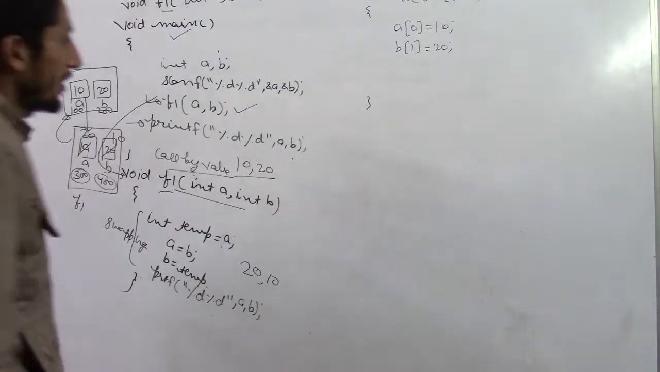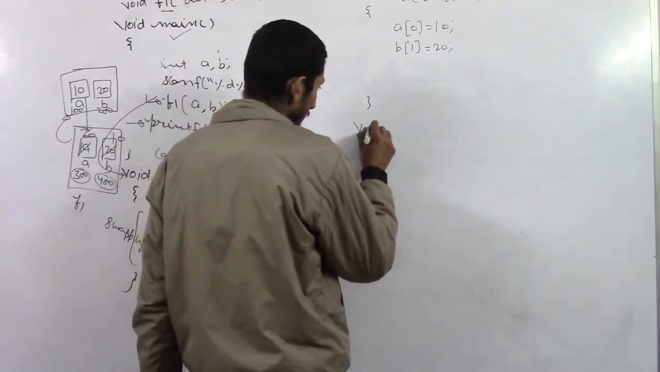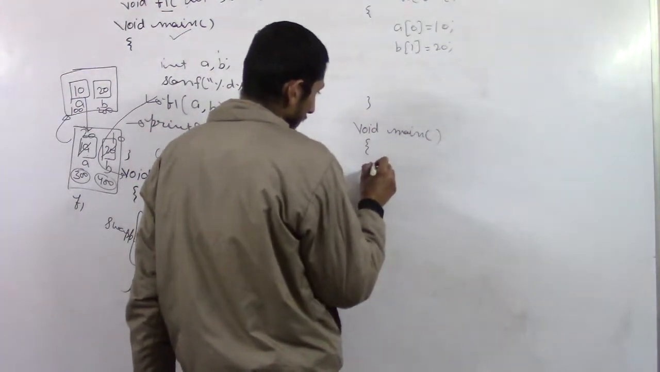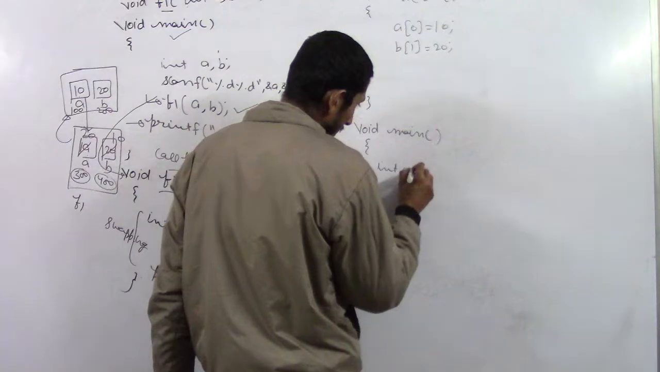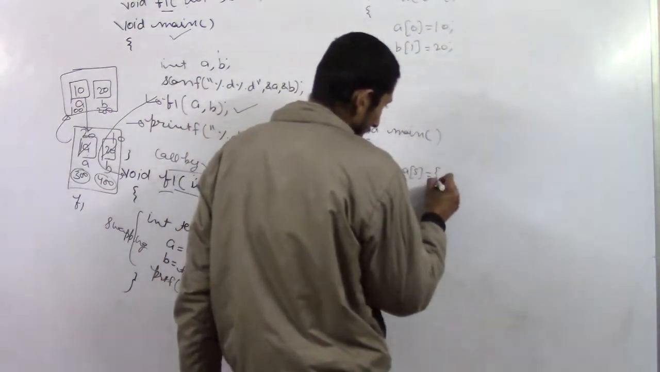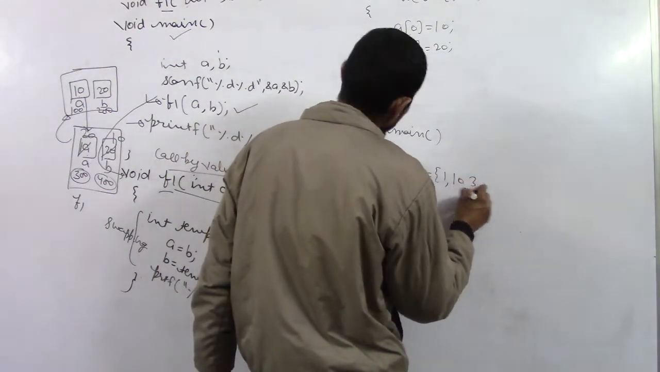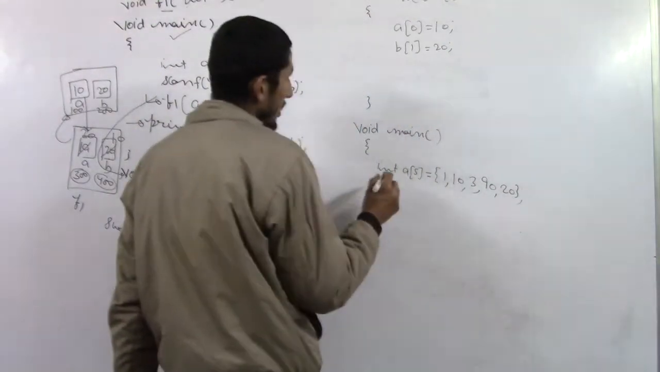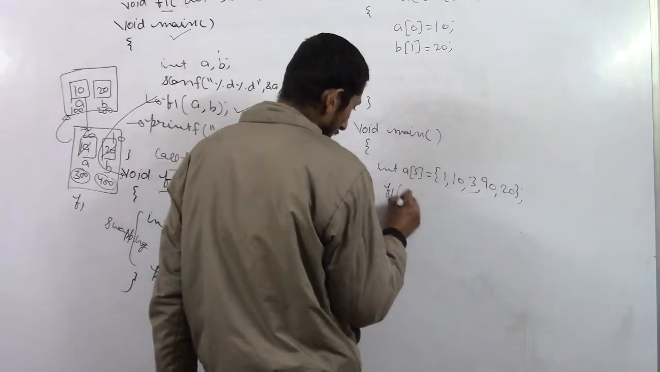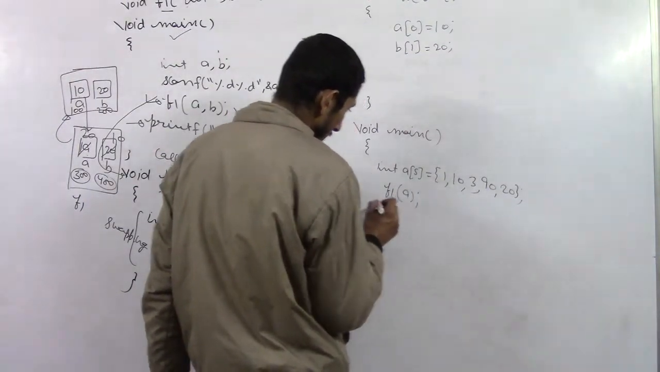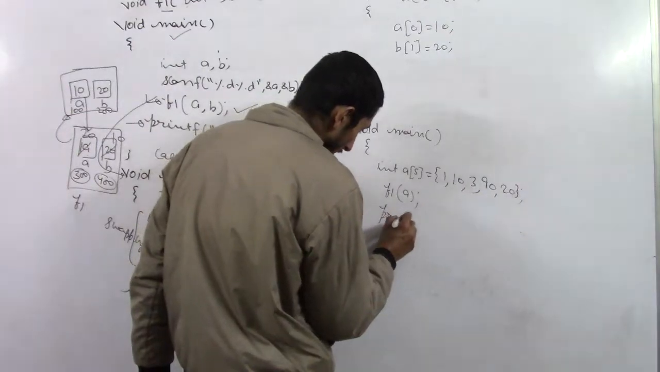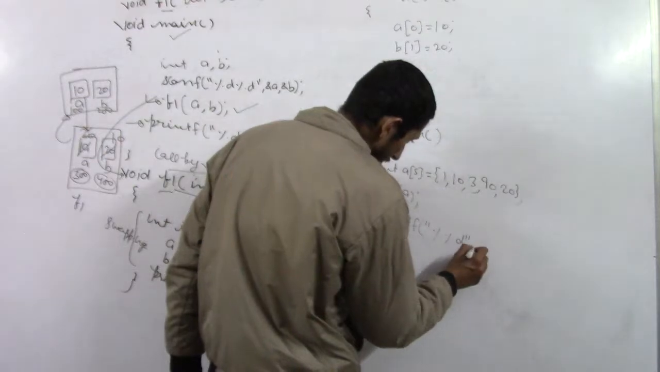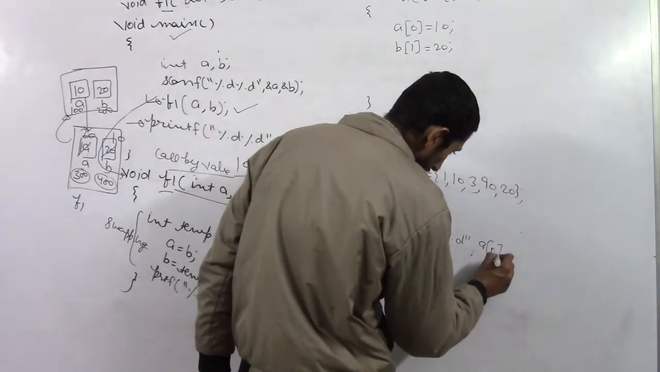So what will happen? If I take a void main and an array A[5] equals 1, 10, 3, 90 and 20, and I am calling a function named f1 and passing A, and I am printing with printf %d the values of A[0] and A[1].